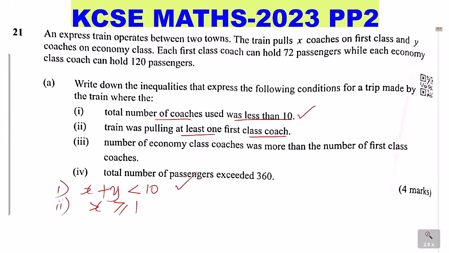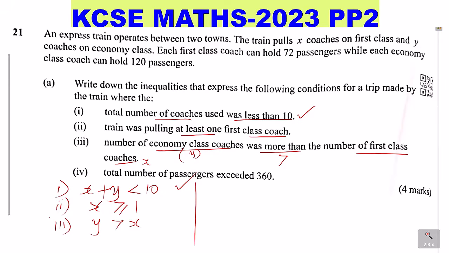Then 3, number of economy class coaches, which is represented by Y, was more than means greater than the number of first class coaches, which is represented by X. So that one, this is how we're going to write it. The number of economy class coaches, which is represented by Y, more than means greater than the number of first class coaches, which is represented by X. So that is how we're supposed to write it.